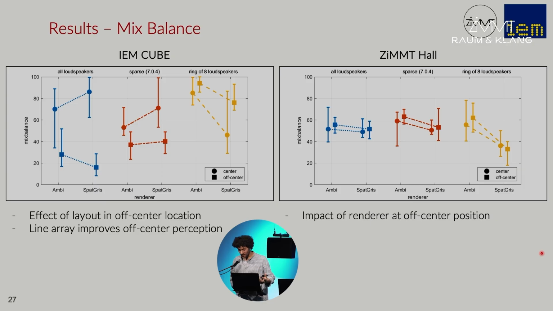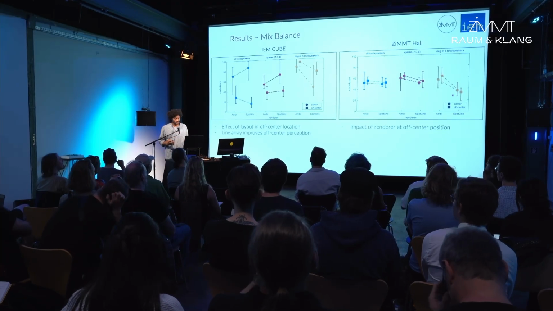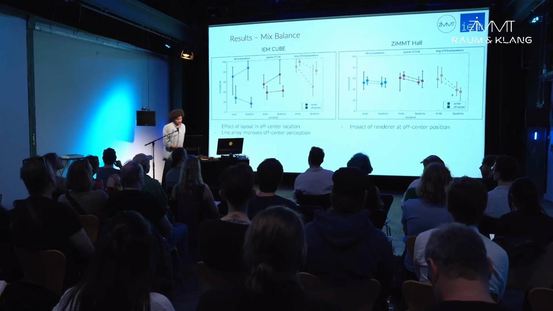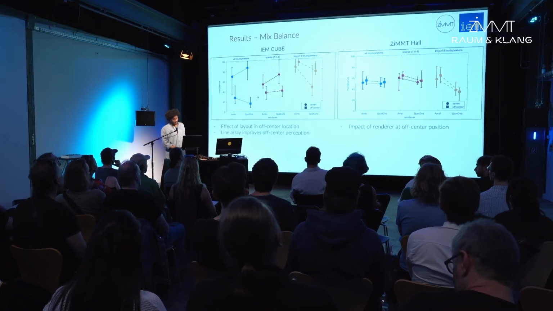And in most conditions hereby, we could see that the mix balance is not clearly depending on the renderer. So here we don't have an effect on all of them. And again, there's not really an inherent reason why the sources would be rendered with a different volume. So we also assume that the effect stays the same. But if we go to the off-center, then we could see some effects occurring.